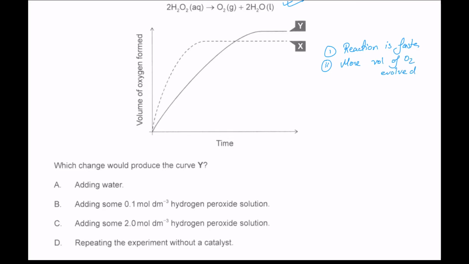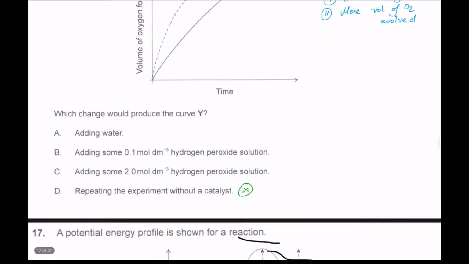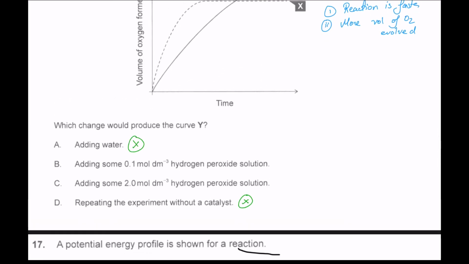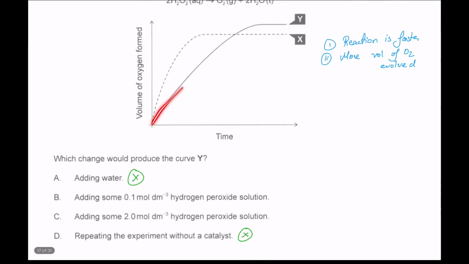Now, repeat the experiment without a catalyst. This is wrong. If you don't apply a catalyst, the reaction will become slower. If I add water, the concentration of hydrogen peroxide will fall. If concentration falls, then obviously, the reaction will never become faster, and the moles will remain the same. So more volume of oxygen cannot be evolved if I add more water. Now in B and C, both the options, we are adding some more hydrogen peroxide. I personally feel because the initial rate has increased so much, we might have to put a little bit more hydrogen peroxide.